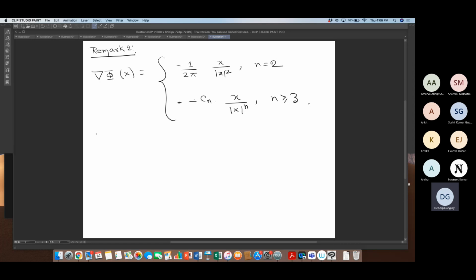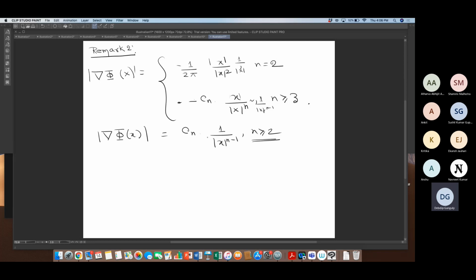Now I am claiming that. What is the modulus of the gradient of phi(x)? This is nothing but a constant times 1 by mod x for n equal to 2. If you take the modulus, this will be 1 by mod x, and in general this will be 1 by mod x to the power n minus 1. So you can write this for n greater than or equal to 2.